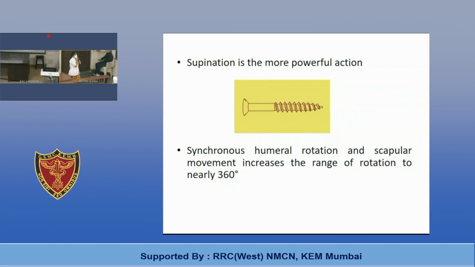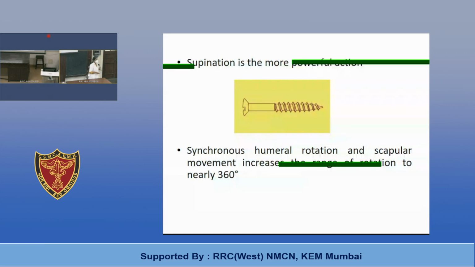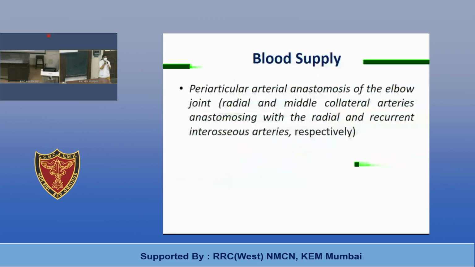Okay. So whatever screw-introducing devices there are, they are built considering this point, supination. These movements require supination of the forearm because it is more powerful than pronation. Okay, so this is supination, and we have already seen how it is increased to 360 degrees. Blood supply is by adjoining vessels.